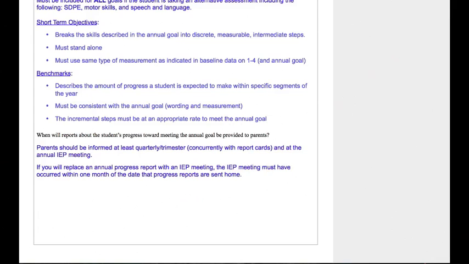Having said that, it's important to note that if you have an IEP within 30 days of the time that you would be sending a progress note out, you may waive the construction of that progress note because you've had it within 30 days. But it's really important for you to note that the IEP must have been held within 30 days of the time that progress note would be going out.